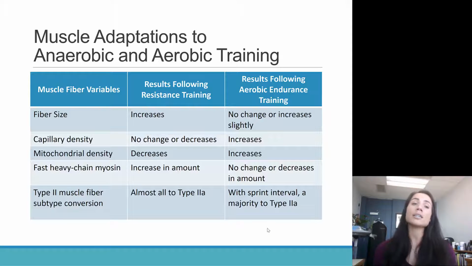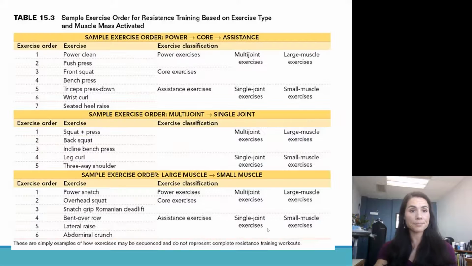And then you see an increase in the amount of fast heavy chain myosin. Remember, that's the muscle thick protein, the filament, and it works with actin to help us contract muscles. So the more fast heavy chain myosin we have, the stronger we're going to be able to be, because we can lift heavier, quicker. And then the type 2 muscle fiber subtype conversion: when we're doing resistance training, again, we see most of them going to type 2A. Really, the only time you start to see that with aerobic-based exercise is when you're doing sprint intervals.